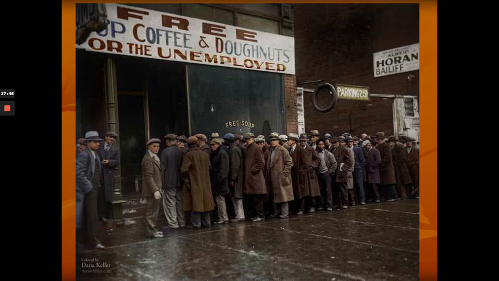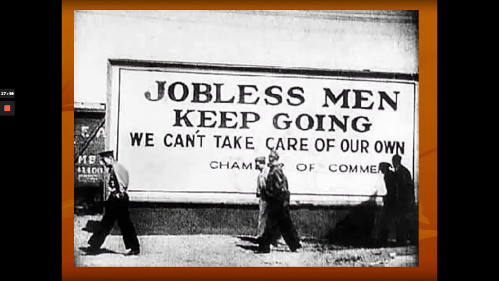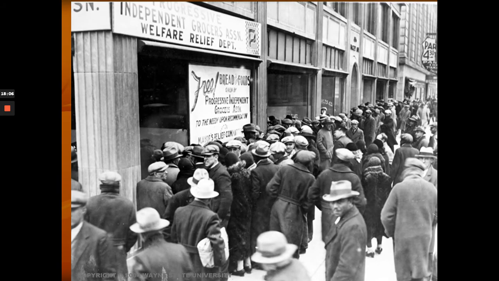So, you know, Al Capone was stepping up where the government wasn't. Jobless men keep going. We can't take care of our own. So these people would just walk around the whole country. They would abandon their families too, and they would just go in search of work all over the country. They would ride the railroads for free and just be desperately looking for a job.